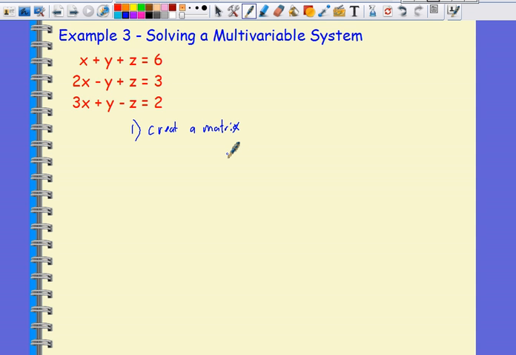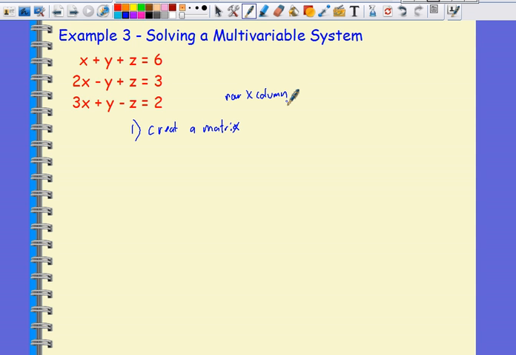How many rows does this thing have? 3. Rows go this way. Columns, just like in a building, go straight up and down, right? So it has how many rows? 3. And how many columns? It would be 4, because you do have to include this one. So this is going to be a 3 by 4 matrix.